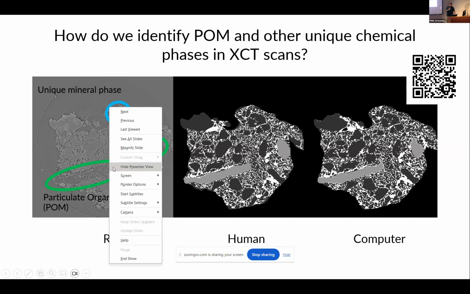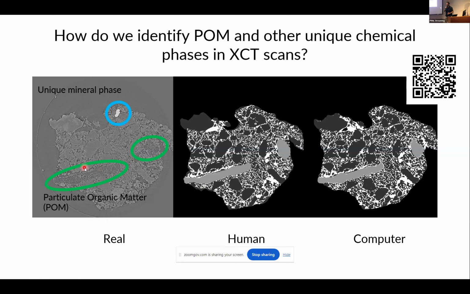I figured that was a piece of oak because I'd spent a day looking at oak wood under a micro CT. But then there's other things in this image that I don't know what they are. I've marked this as organic, but I don't know what it is. And this is obviously a unique mineral phase here. It shows up differently than everything else. It's absorbing a lot of X-rays. I didn't even try to mark that, but I can train a computer to replicate what I do pretty well.